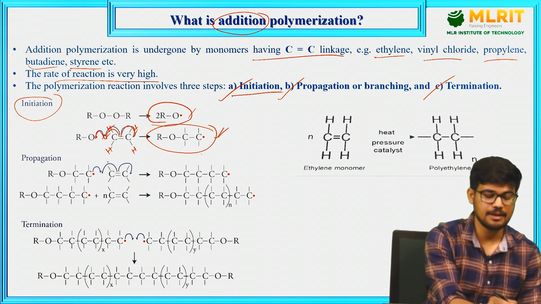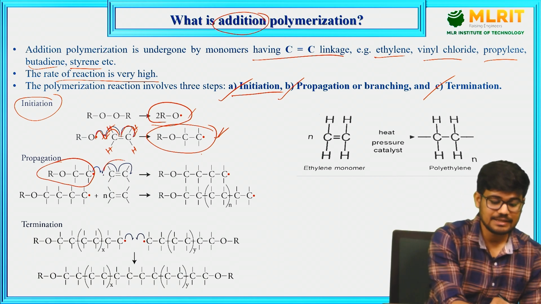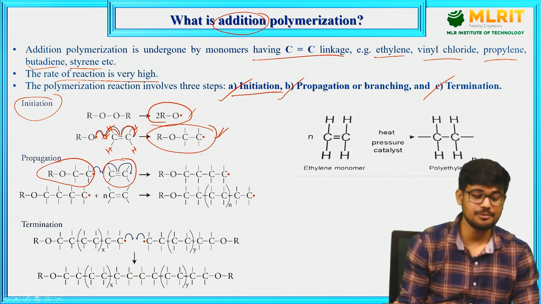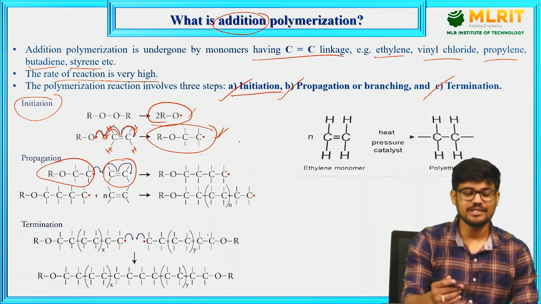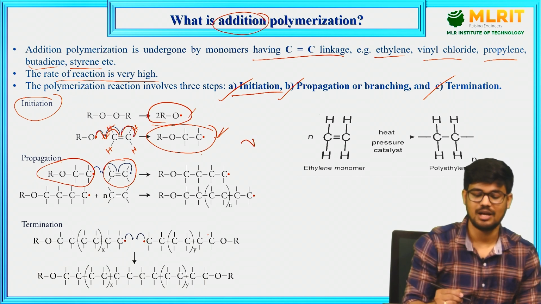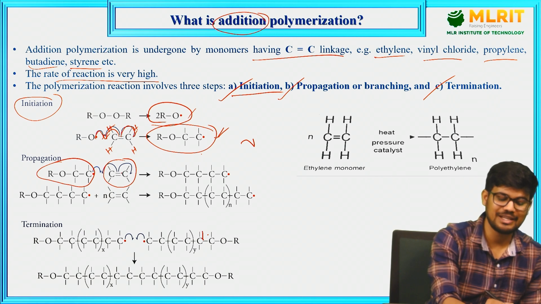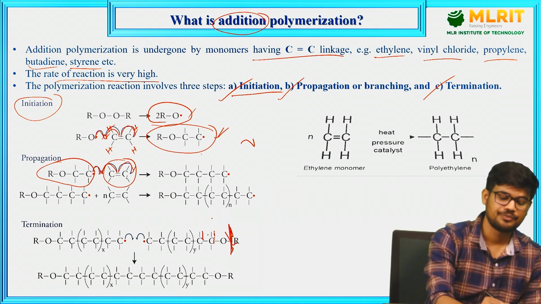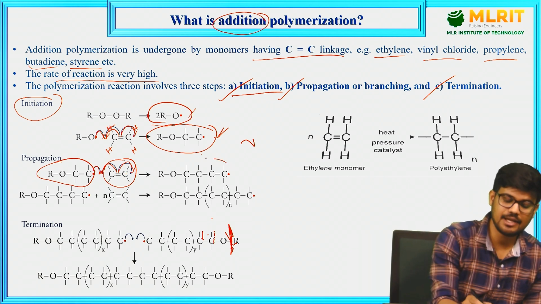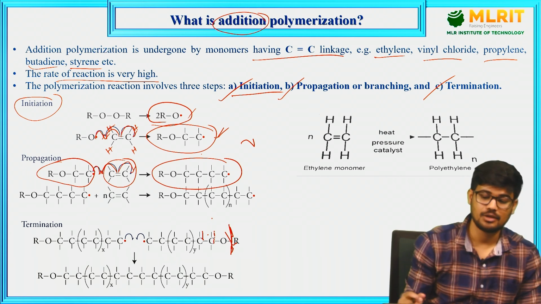Now the propagation step. In the propagation step, this radical coming from the initiation step reacts with our second monomer molecule. Again this kind of reaction goes on. Whenever we explain a radical mechanism, we always use this half arrow. It means a radical mechanism. Each and every pi bond has 2 electrons. One electron will make a bond with this radical, and the other pi electron will move to this second carbon. Again we are getting a radical as the product. This step is called propagation or branching.